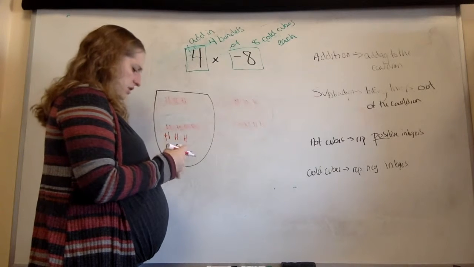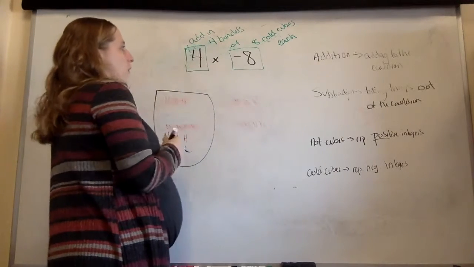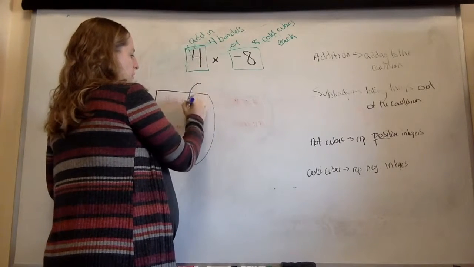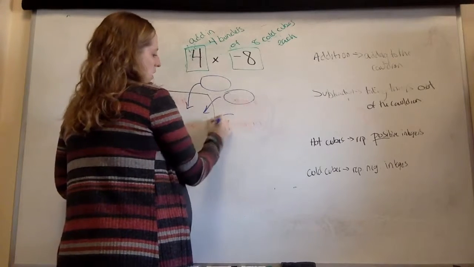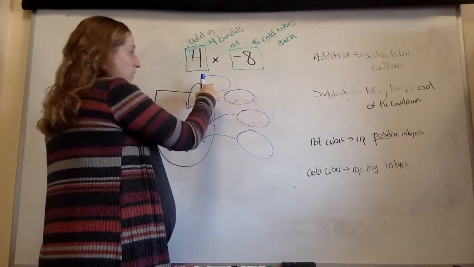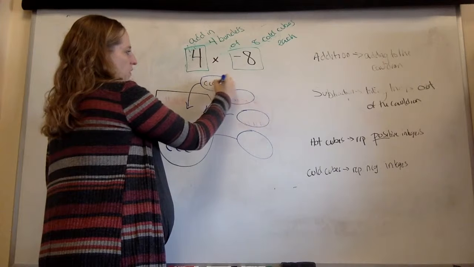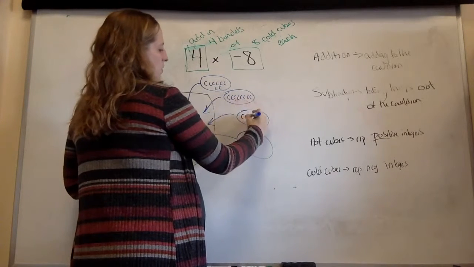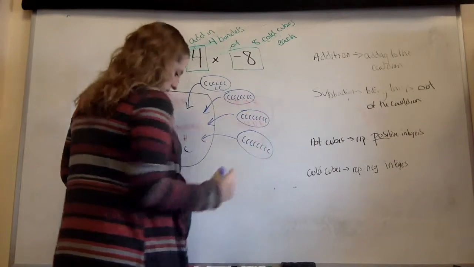And I'm going to follow the instructions here. This says add in 4 bunches of 8 cold cubes each. So I'm going to add in 4 bunches. 1, 2, 3, 4 bunches. Each of those bunches is going to contain 8 cold cubes. 1, 2, 3, 4, 5, 6, 7, 8, and so on for each bunch.